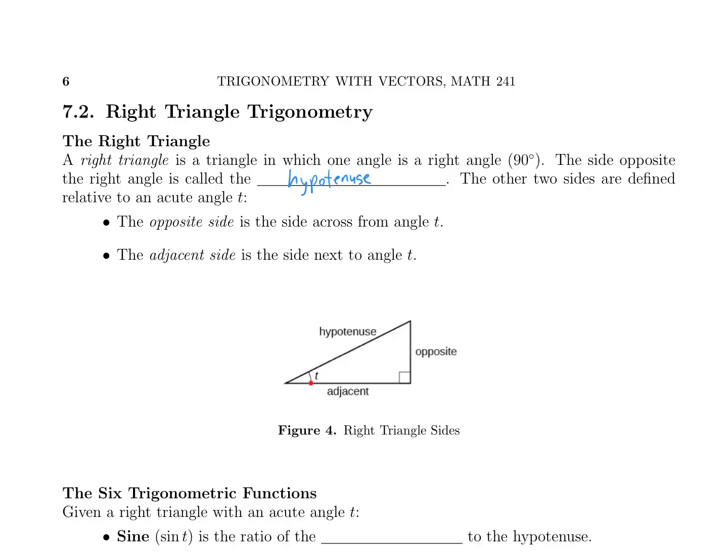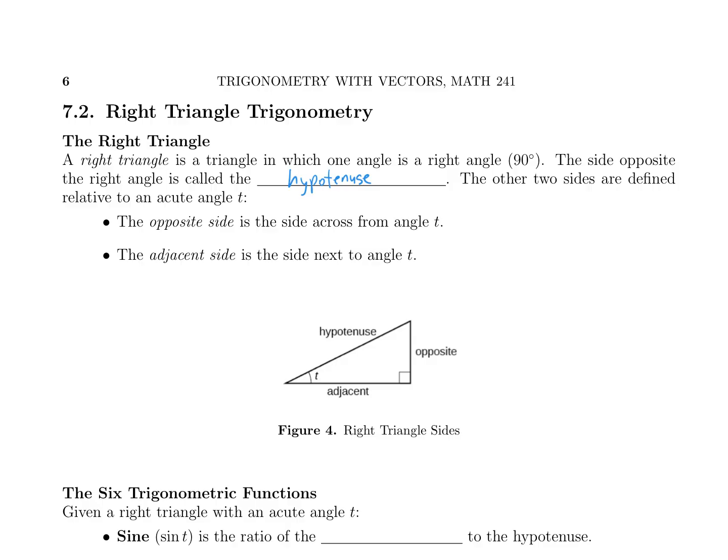and the adjacent side. So you have an acute angle T. Acute means that it's between 0 and 90. As you can see, this angle is acute. It's between 0 and 90 degrees. So relative to this angle, the side that's opposite would be this side right here, and the side that is adjacent would be the side down here. Okay, so that's the terminology that they use when referring to a right triangle.